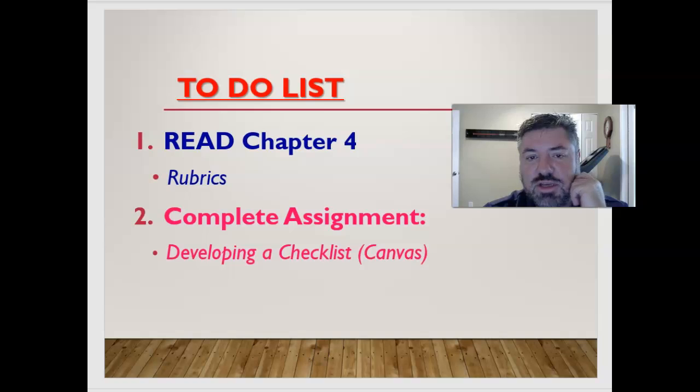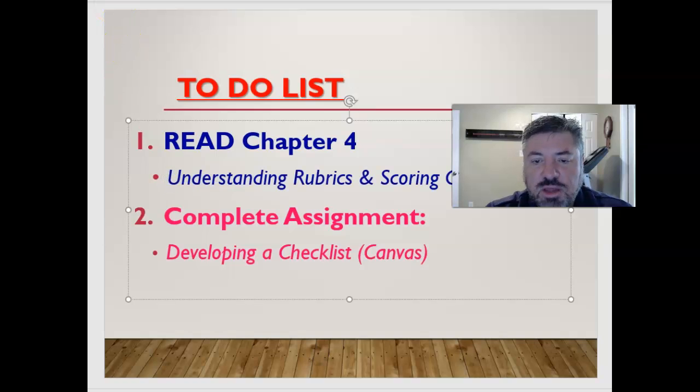Here's our to-do list. If you haven't yet, you need to read Chapter 4, which is Understanding Rubrics and Scoring Guides. There will be a quiz later in this module on Chapter 4, so make sure you read that chapter. And then complete the assignment we just went over, developing a checklist. That is a 2-tiered assignment with A, listing a sports-related skill that you would use in PE or coaching, and B, listing a job-related skill associated with a career in the wellness field.